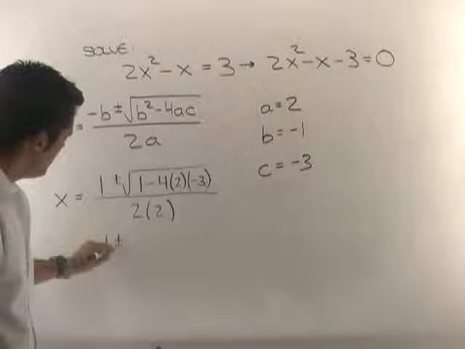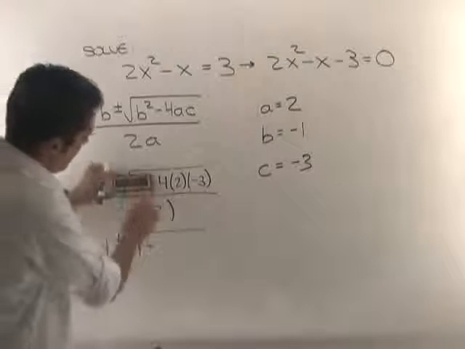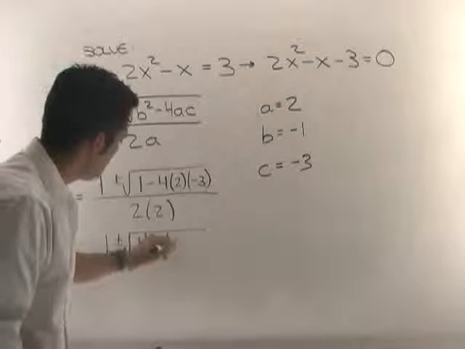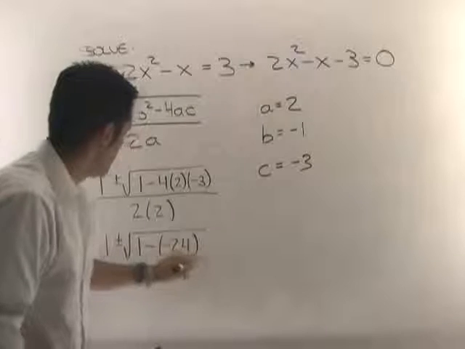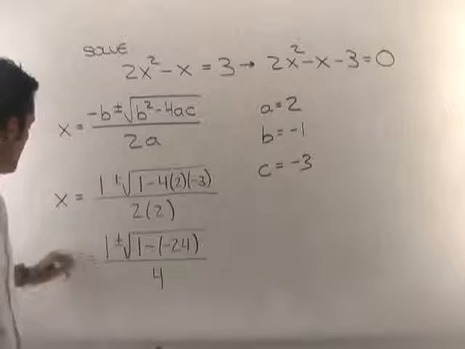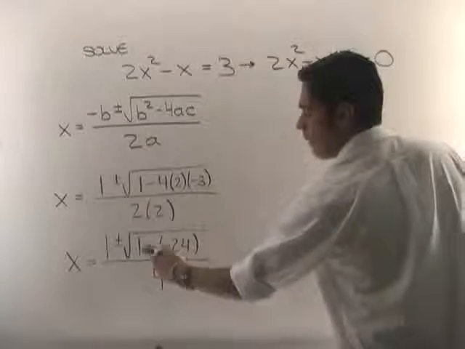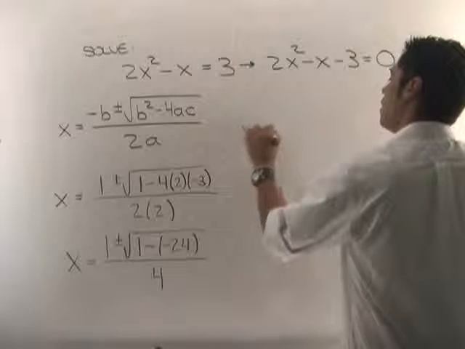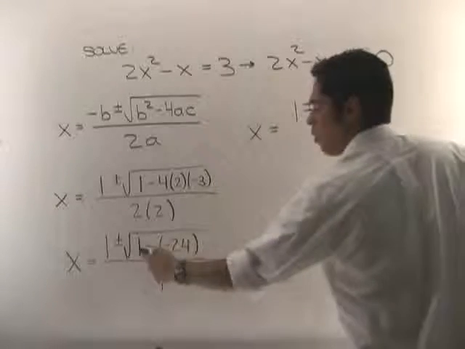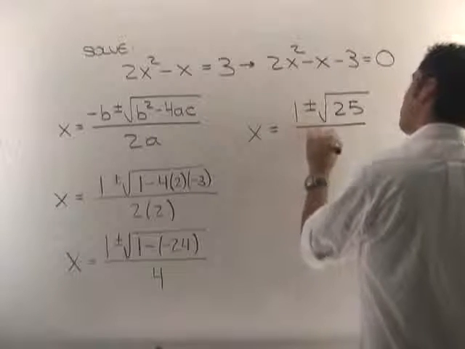So let me rewrite what I've got here. 1 plus or minus square root. I have 1 minus, and then this came out to be -24, so I'm going to put it in parentheses. All of this over 2 times 2, which is 4. These are our x values. And now we'll continue. We know that minus and negative means plus, so I still have 1 plus or minus square root. 1 plus 24 is 25. All of this divided by 4.